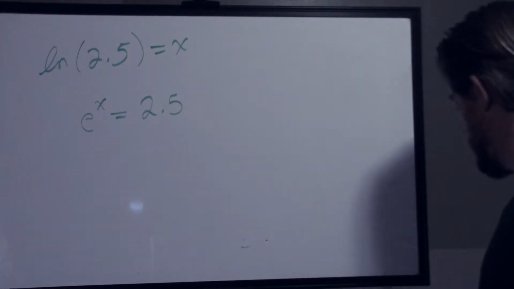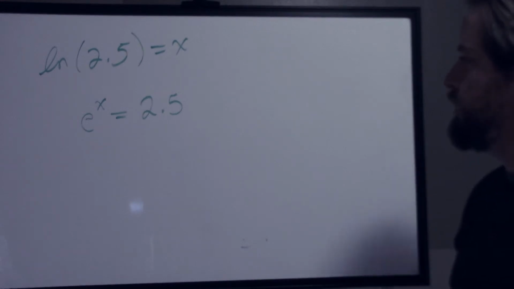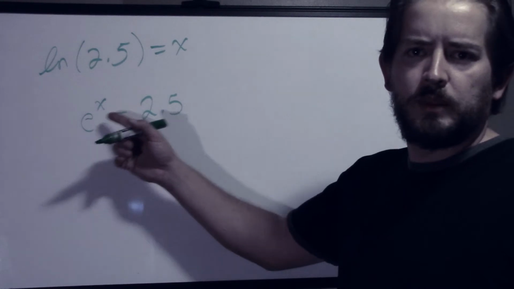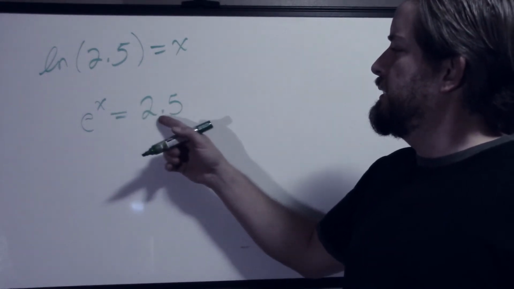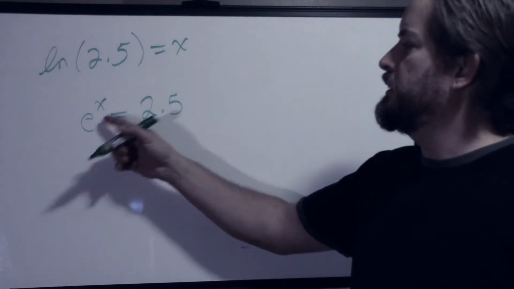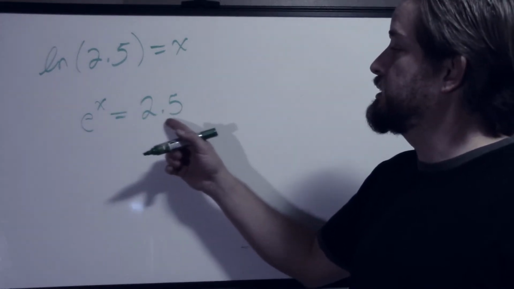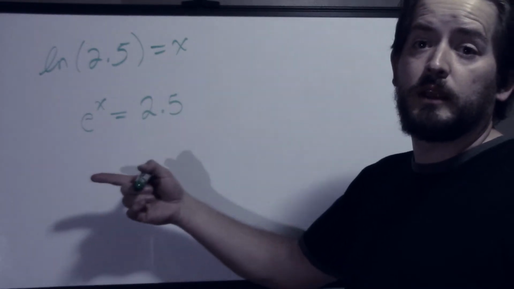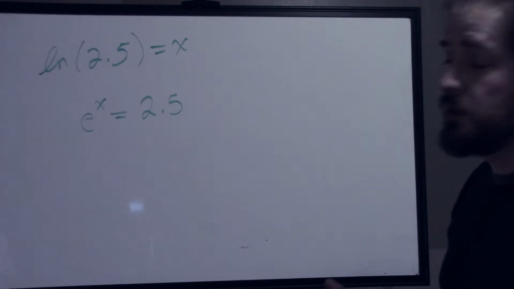For this example, e, which is 2.7 something something something, would be larger. If x is 1, e to the 1 is larger than this number, so this number is going to be close to 1 but lower than it. So I should end up with something between 0 and 1 but closer to 1.